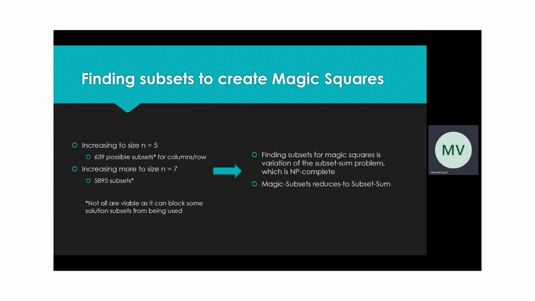An analysis into this can find that finding different subsets for the magic square problem is a variation of a subset sum problem, which is NP complete. Therefore, the magic subsets reduces to a subset sum problem. The magic subsets, therefore, is an NP-complete problem.